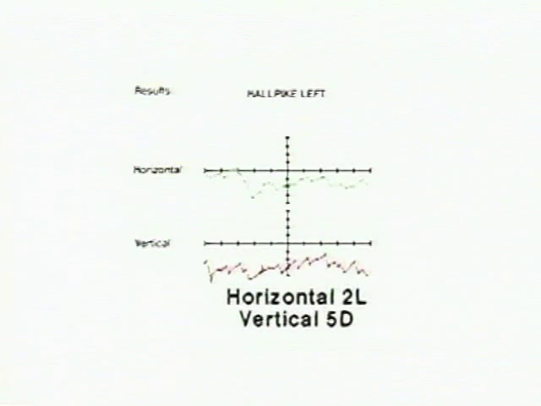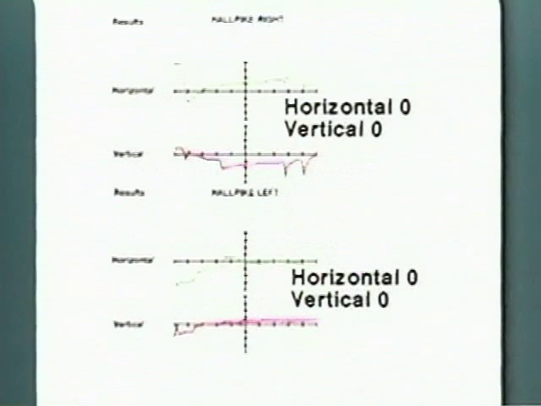A right-sided example is also provided, demonstrating 2 beats to the left and then 5 downward beats, again diagnostic of benign positional vertigo in the right ear. The next example demonstrates a lack of response in both the horizontal and vertical channels.